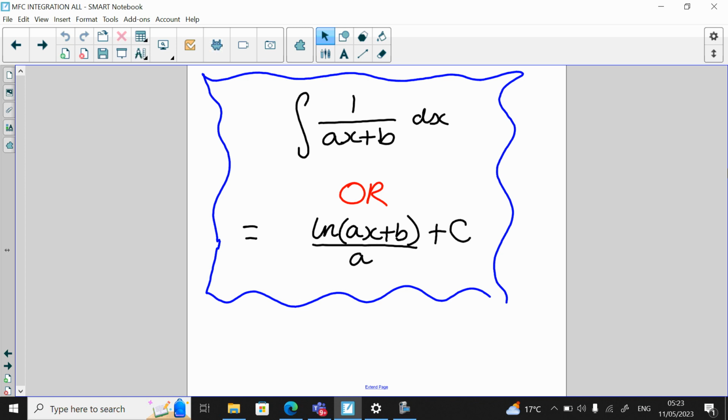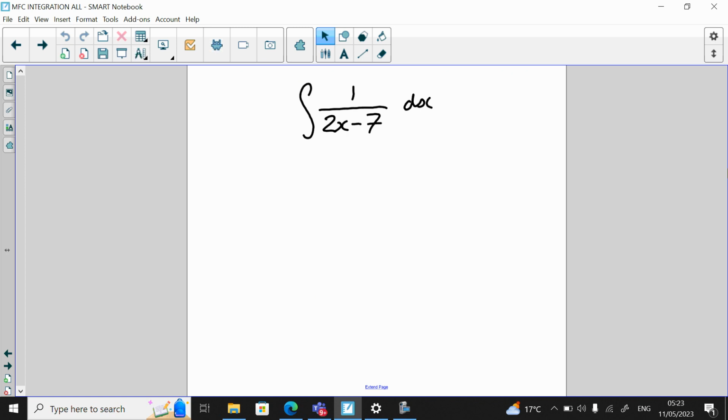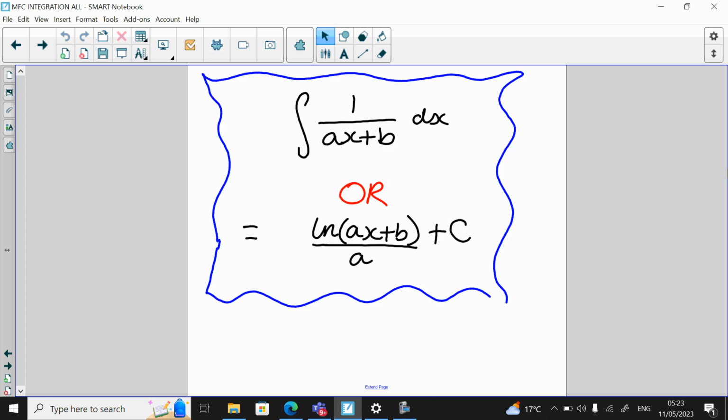You are in charge of your own destiny, as long as you can work your calculator. Okay, let's go for a little example. Looks like that there. 1 over ax plus b. I keep saying it can be plus or minus. It doesn't matter. b is a constant, okay, which can be positive, negative, or 0.